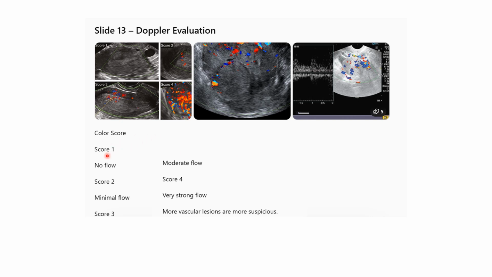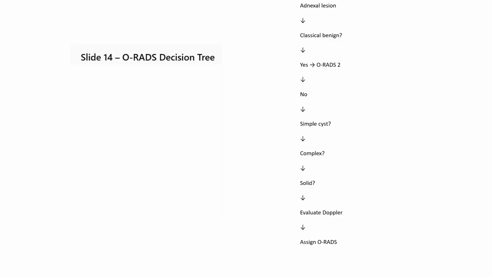Color score 1, there's no flow. Score 2, minimum flow. Score 3, there's moderate flow. Score 4, there's very strong flow. More vascular lesions are more suspicious, so the higher the score, the higher the tendency for malignancy. You can see there's internal vascularity there. So the higher the score, the higher the chances of malignancy.